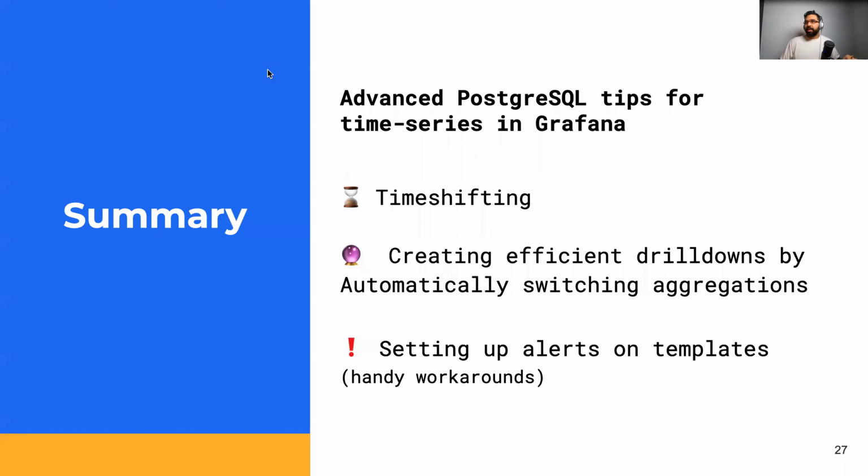So the recap of what we did today, we looked at three different things that are advanced practices for doing time series in Grafana. The first thing we saw is time shifting, which was a way to do comparison of what's going on in your system to previous time intervals in the same graph. The second thing we saw was how to do efficient drill downs by automatically switching between different aggregations of your data. And then lastly, I showed you some handy workarounds for how to set up alerts on your templated dashboards.